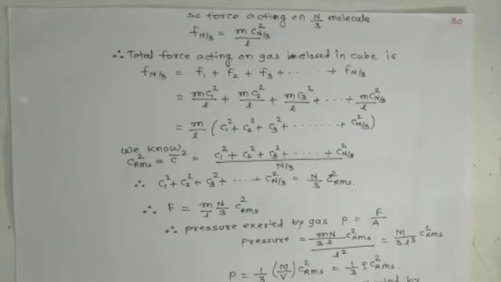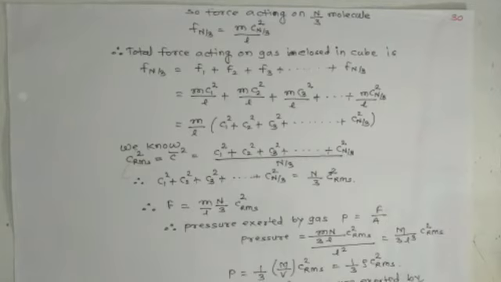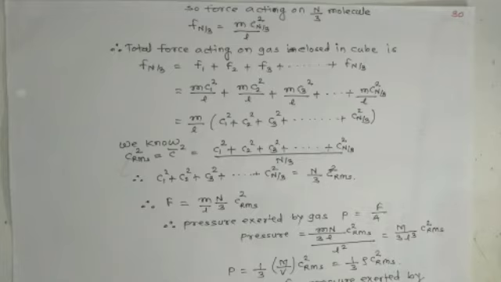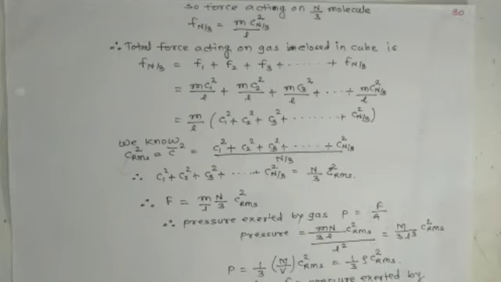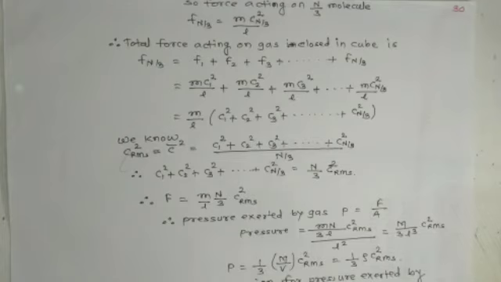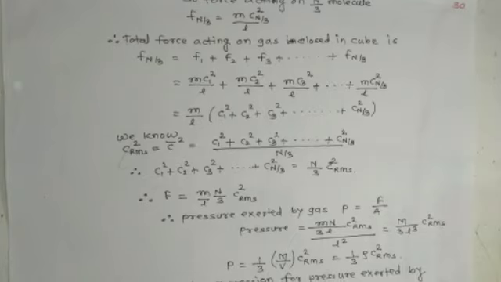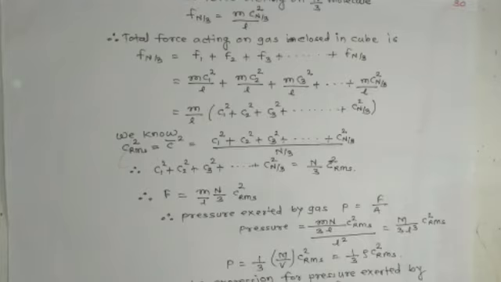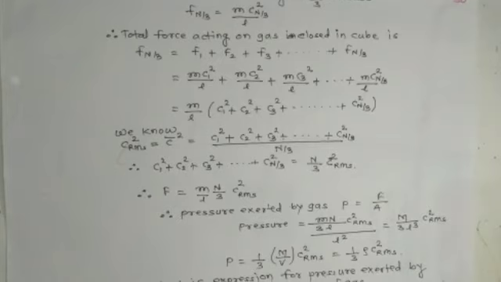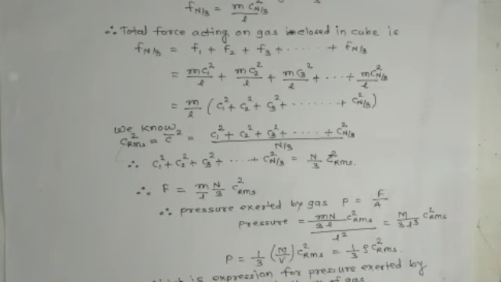So, force acting on N upon 3 molecule: F N upon 3 equals m c N upon 3 square upon L. Therefore, total force acting on the molecules enclosed in a cube is F equals F1 plus F2 plus F3 plus F N upon 3, which is equal to m c1 square upon L plus m c2 square upon L plus m c3 square upon L plus m c N upon 3 square upon L.